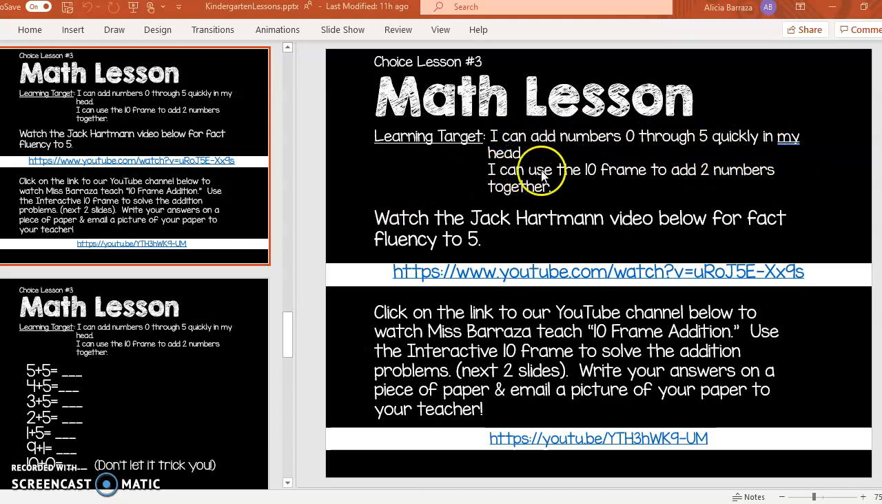So for this week's math lesson, our learning target is I can add numbers 0 through 5 quickly in my head. I can use a tens frame to add two numbers together. Now, I just read that to you. If you need someone else to read it to you, you can ask an adult at your house, your brothers and sisters. If not, I just read it for you, so those will be our learning targets.